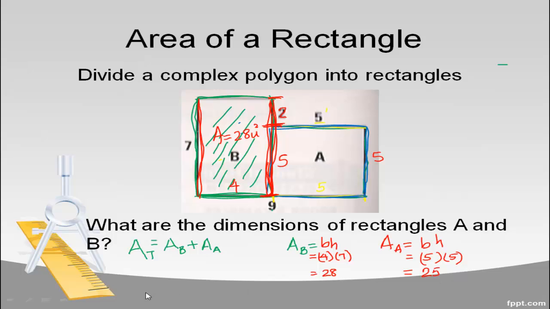Now I want to know what the total area is. The total area for this complex polygon is area of region B plus the area of region A, which is 28 plus 25. And that equals 53 square units. And there you have the area of the whole thing.